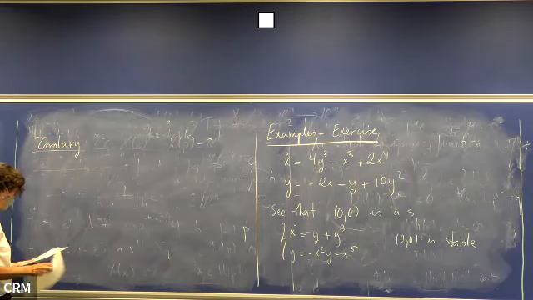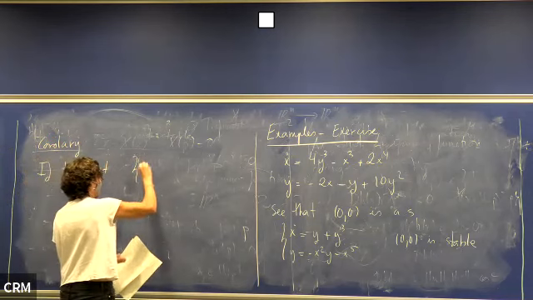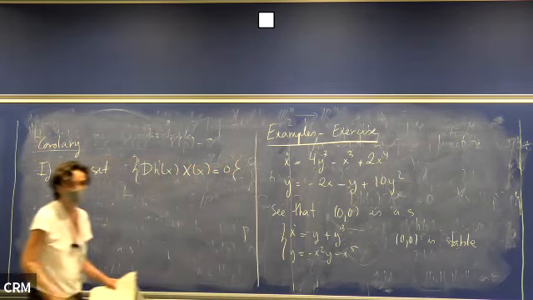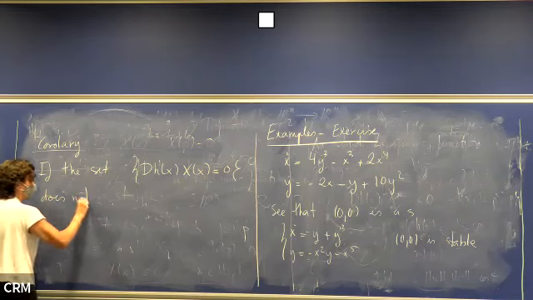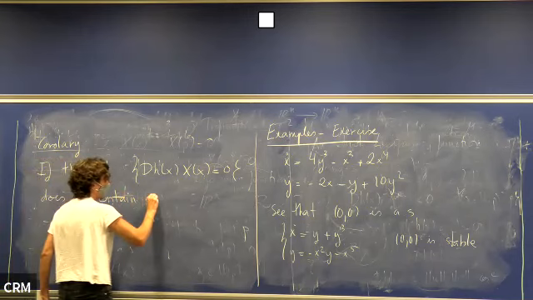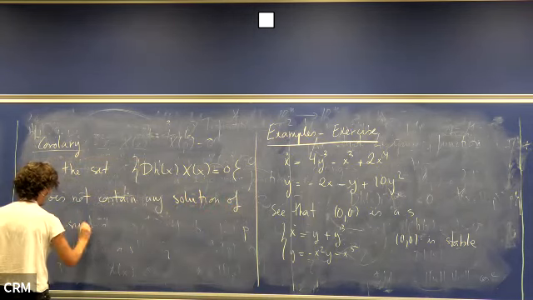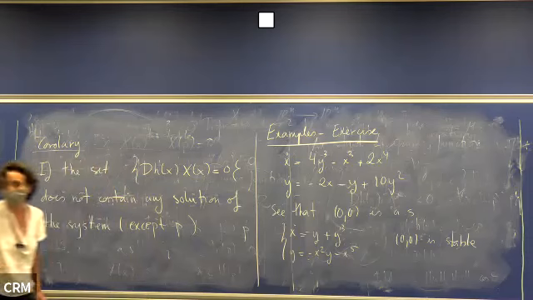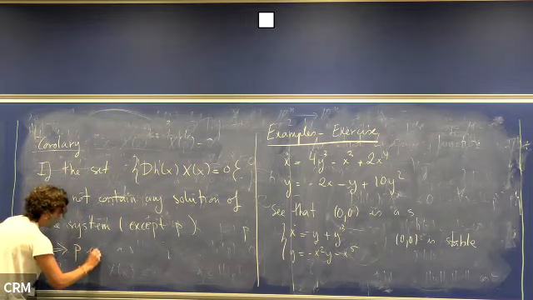And the thing is that if the strict condition is not satisfied, so you have some x such that this is 0, but this set does not contain any solution of the system except the fixed point, which is a solution, then it is asymptotically stable.